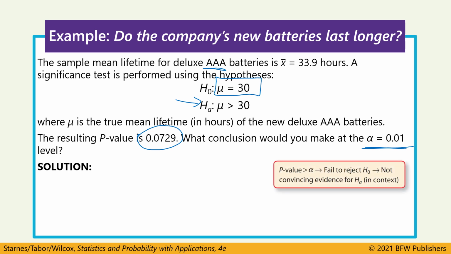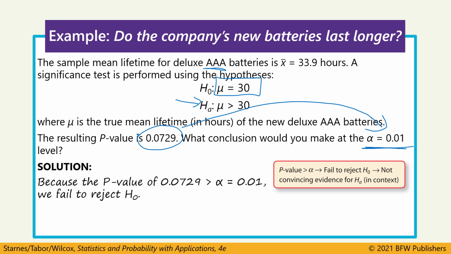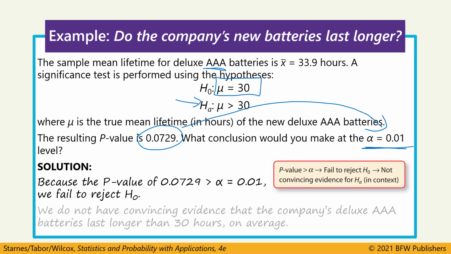Well, since this p-value is above that alpha level, it's not small enough for us to reject the null hypothesis. So because that p-value of 0.0729 is greater than the alpha level of 1%, we're going to fail to reject the null hypothesis. And because we fail to reject the null hypothesis, we do not have convincing evidence that the company's deluxe AAA batteries last longer than 30 hours on average.